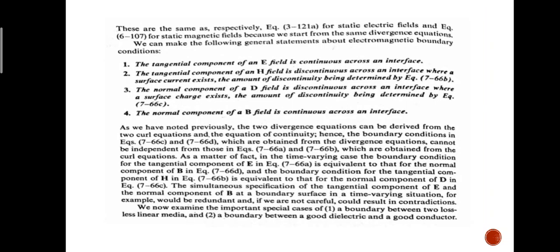We can make the following general statements about electromagnetic boundary conditions. The tangential component of an E field is continuous across an interface. The tangential component of an H field is discontinuous across an interface, where a surface current exists, the amount of discontinuity being determined by the equation. The normal component of a D field is discontinuous across an interface, where a surface charge exists, the amount of discontinuity being determined by the equation. The normal component of a B field is continuous across an interface.